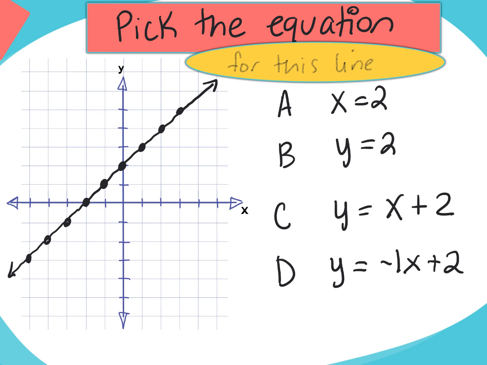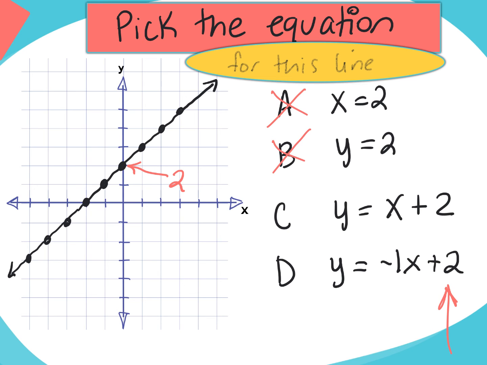Okay, so now we want to pick the equation for this line. So look at your line, it's in black, and first thing you want to do is identify the y-intercept, which I can see is 2. It's not horizontal or vertical, so I can promptly rule out choice A and choice B. And I see that it has a y-intercept of 2. Well, that's not good news for me. Both of the equations have a y-intercept of 2.